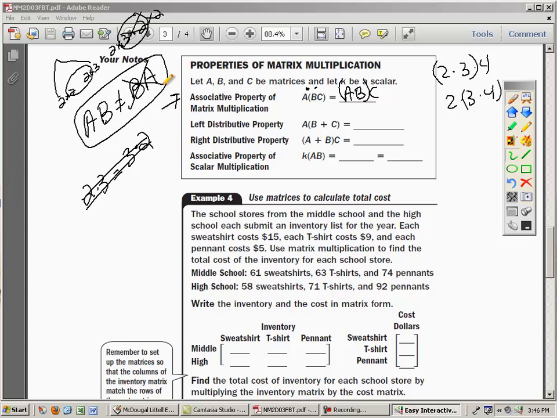So we have to have two different distributive properties because it's not commutative. You can't switch the order. So effectively this is A times B plus A times C. The right distributive property is the same idea, but it's A times C plus B times C, leaving the C on the right. Finally, the associative property of scalar multiplication. This is a little bit tricky, but you can do the scalar k times the matrix A and then multiply by B, or you could do A times the scalar k times B. You don't multiply the scalar by both of these. This isn't a distributive property problem. Instead, you can either do the scalar by A and then times B, or the scalar by B and then times A. It's just by one.